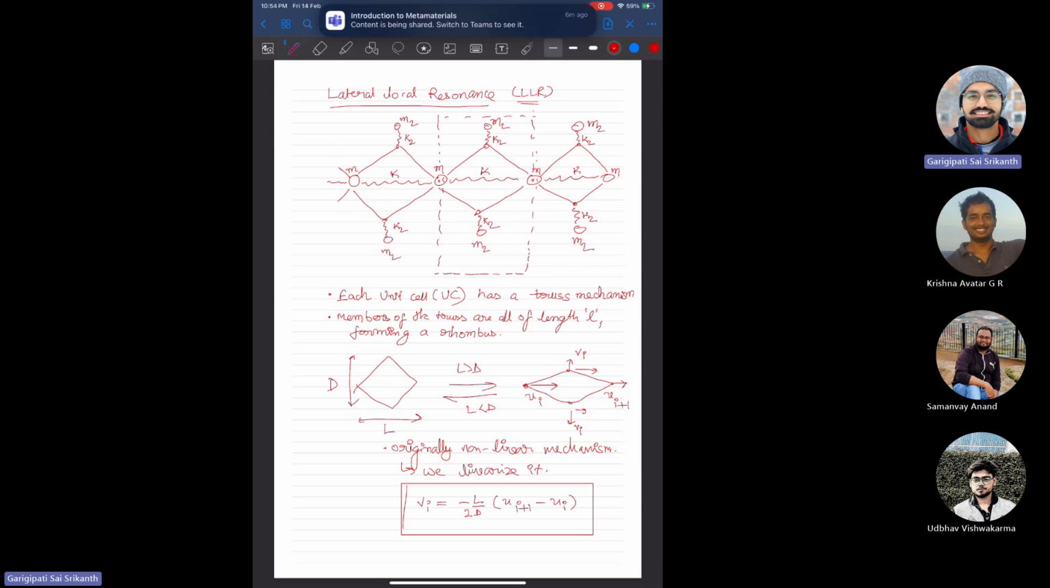How do we get this? We're assuming that the length L is constant. So if u of i moves like this, then what is the movement of v of i?